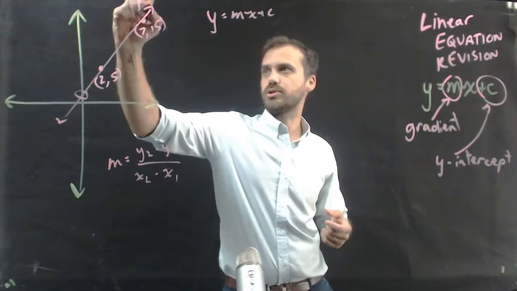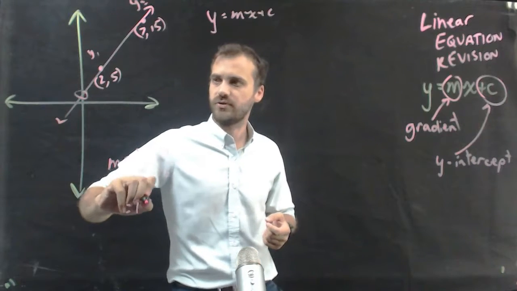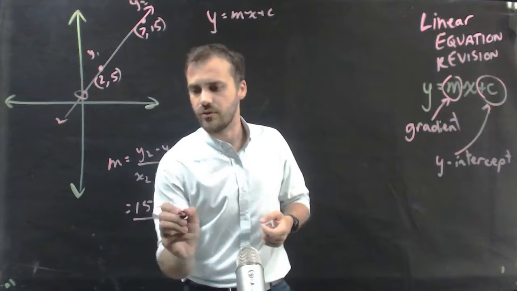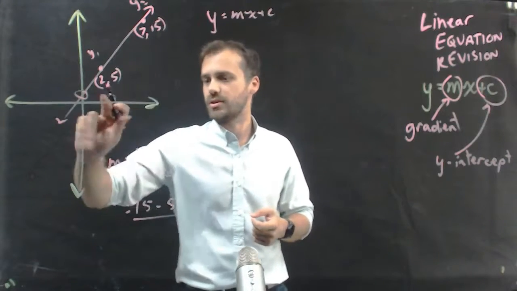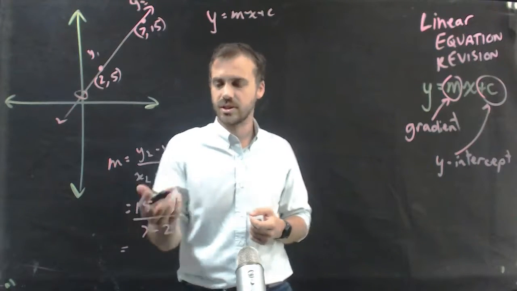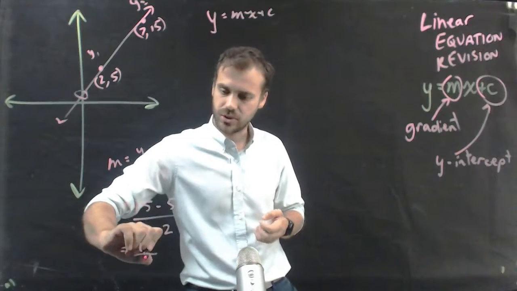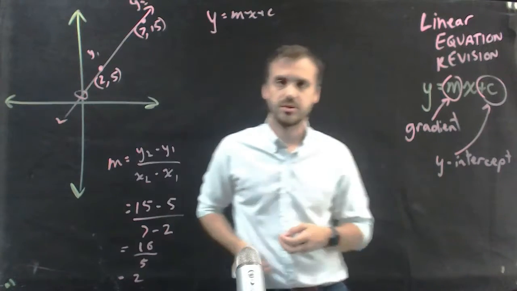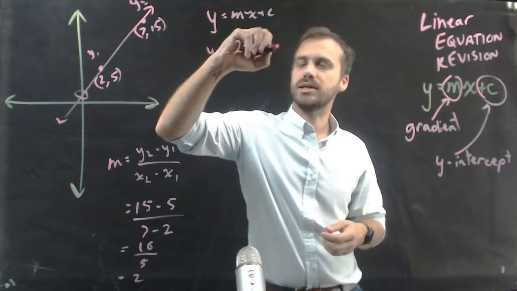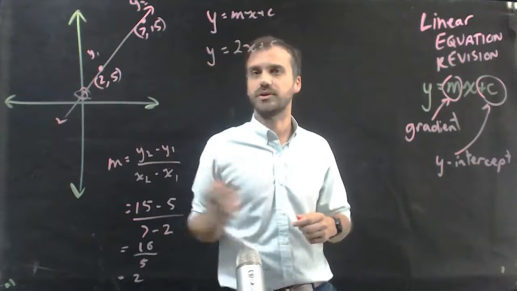Now, assuming this is point 2 and assuming this is point 1, y2 minus y1 is 15 minus 5, over x2 minus x1, 7 minus 2. That's going to be 15 minus 5, which is 10, over 7 minus 2, which is 5. That's going to be 2. So now I know that y equals 2x plus c. I know the gradient, but I don't know the c value, and finding it's quite difficult.